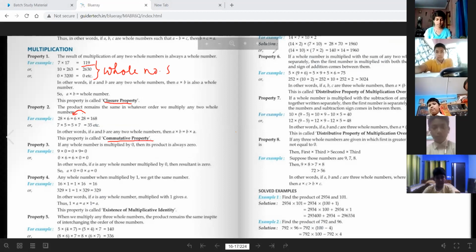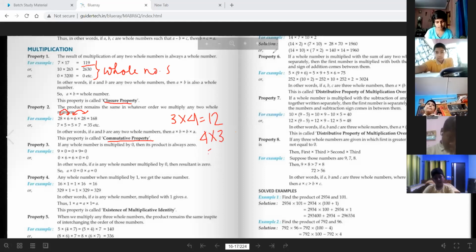Means 26 into 8 is giving what result? 28 into 6 is giving the same result. Like that, we can say that 3 into 4, if it is giving 12, then 4 into 3 is also going to give you 12 only. So the arrangement is not mandatory. So we can say what?